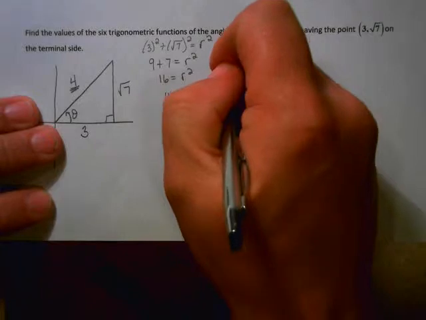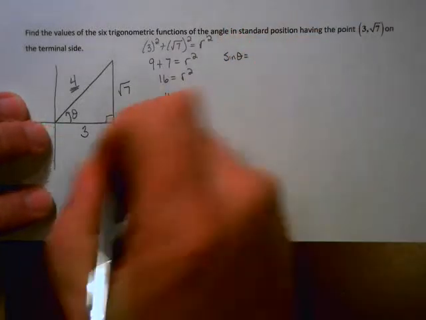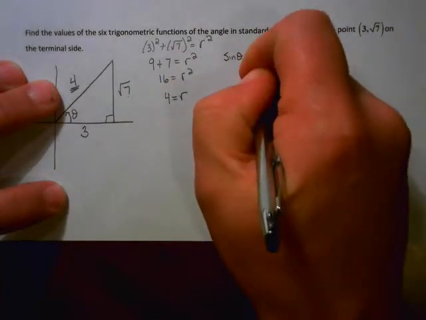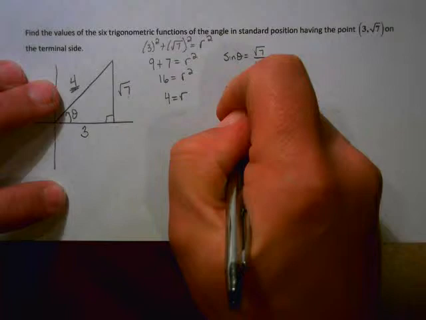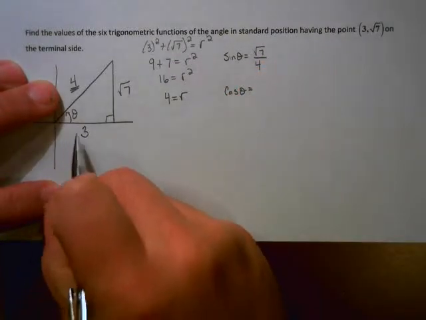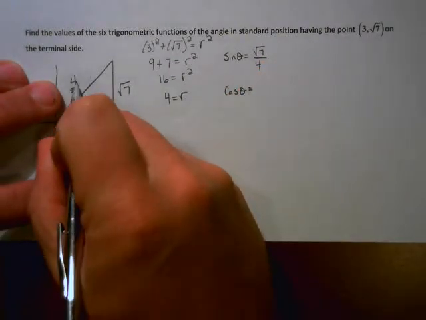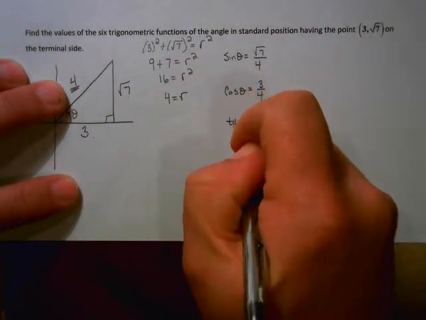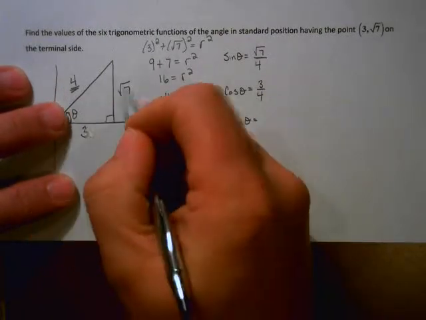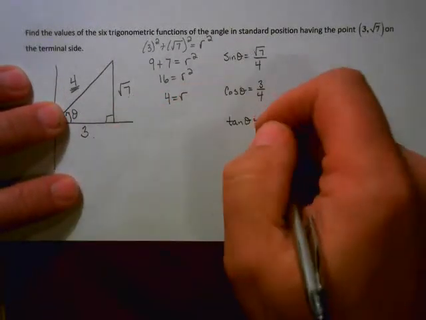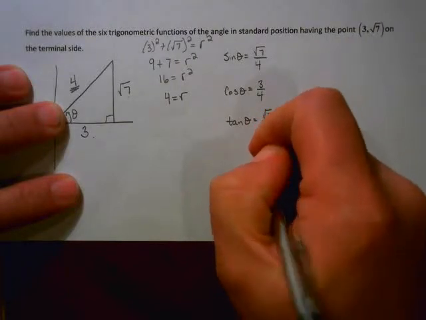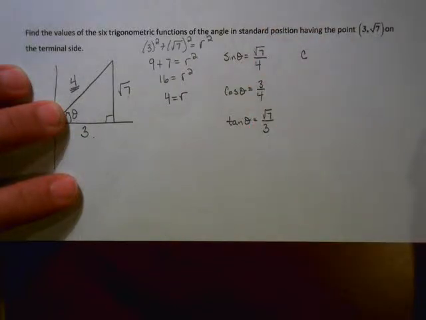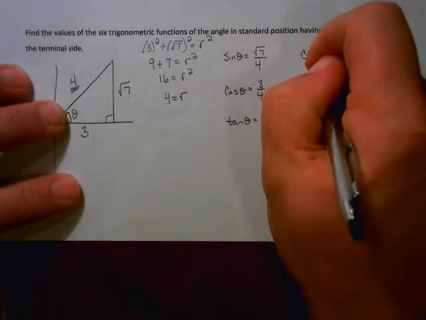So now we're going to find sine theta, which is y over r, square root of 7 over 4. Cosine theta equals x over r. It's going to be 3/4. And tan theta equals y over x, that's square root of 7 over 3. Notice we don't have to rationalize anything. There's no radical in the denominator until we flip.